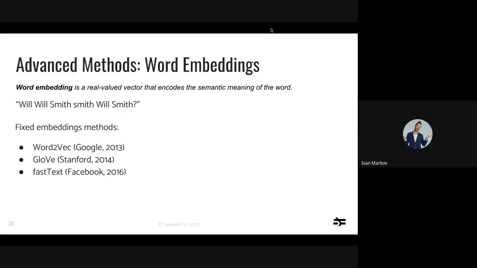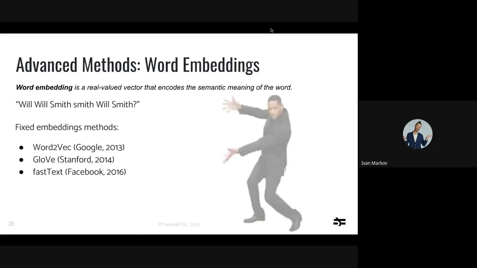In this joke example, here's a sentence: Will Smith, Will Smith. It contains only two distinct words, but it's completely meaningful in terms of the English language. If we applied fixed embedding methods, we would probably end up with just Will Smith, because no context-specific information is present in those methods. And three of the most popular ones are probably Word2Vec by Google, which was arguably the first one, and GloVe and fastText by Stanford and Facebook, respectively.